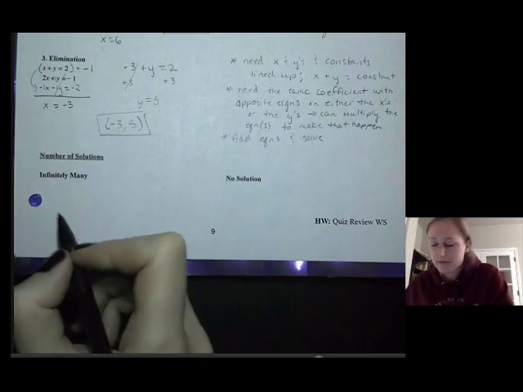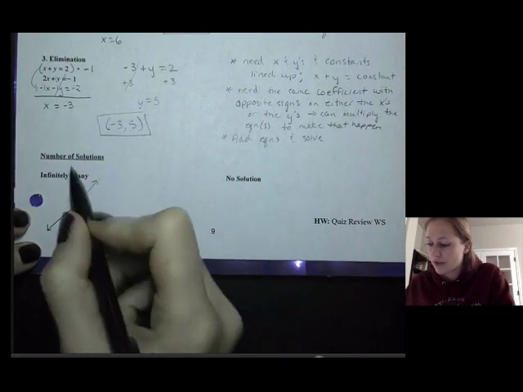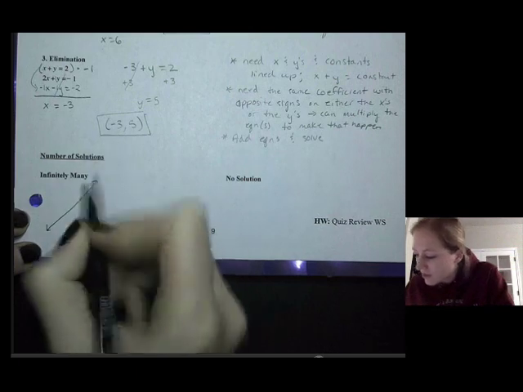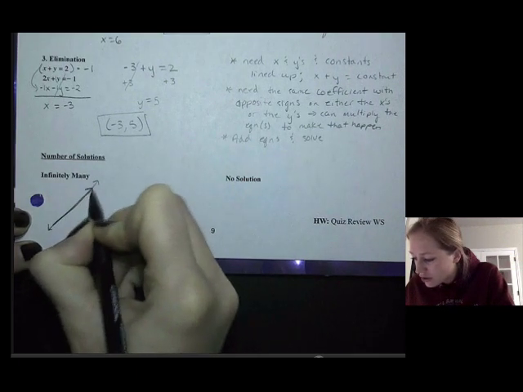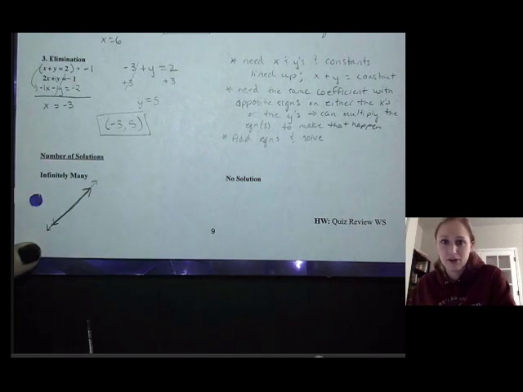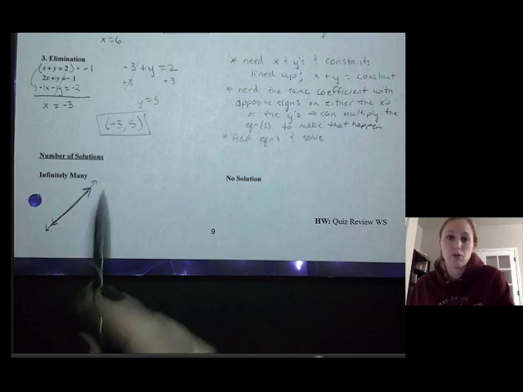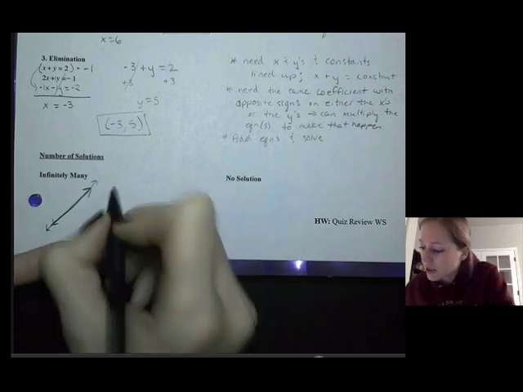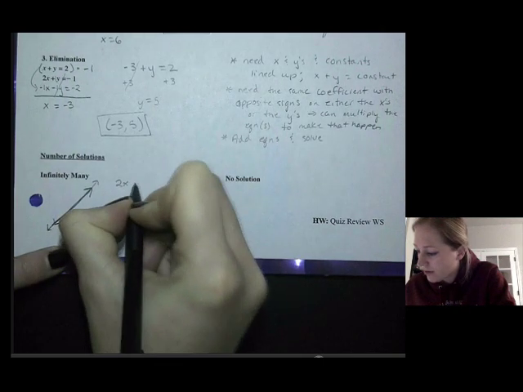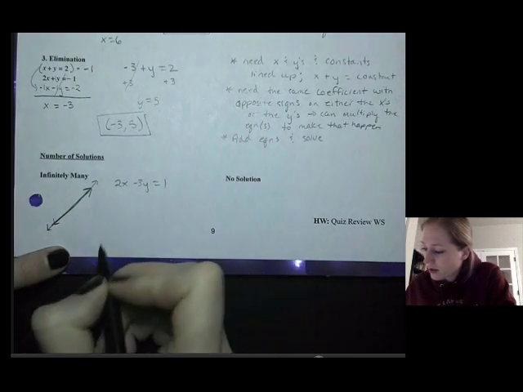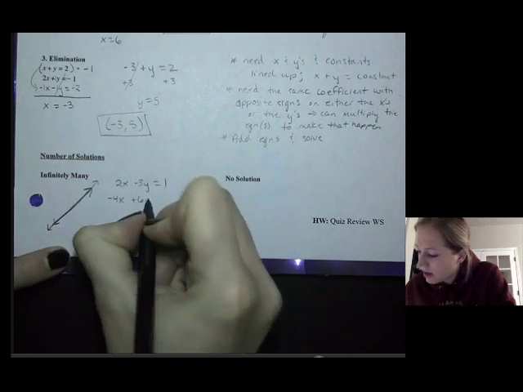So I'm going to talk about what the graphs look like first. So infinitely many. Our one solution is we have 2 lines intersecting at one point. Infinitely many means they're intersecting at every possible point, or in other words, it's just one line graphed on top of the other. So they're going to intersect infinitely many times because there are infinitely many points along that line. Equations are going to look like this. This is just a rough example, you guys. So let's say I have something like this.